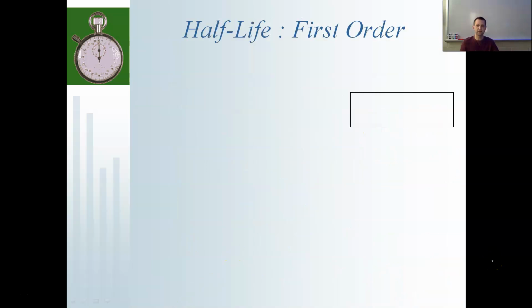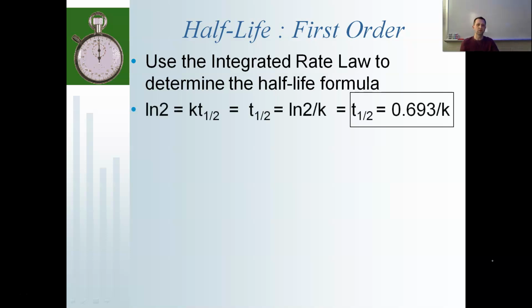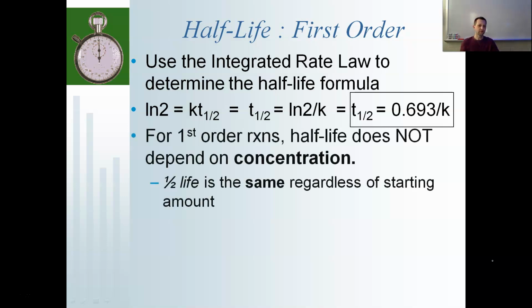Okay, so here's a slide that's going to summarize half-life for first order reactions. So use the integrated rate law formula to determine the half-life formula. So again, I simplified that for you on the previous slide. So we have natural log of 2 equals KT. Simplify that natural log of 2 and reorganize the equation, and you get T1 half, or your half-life time, equals 0.693 over K, which again is what is on the AP College Board equation sheet. So for first order reactions, half-life does not depend on concentration. This is really important. Here's your half-life, T1 half, for first order reactions.